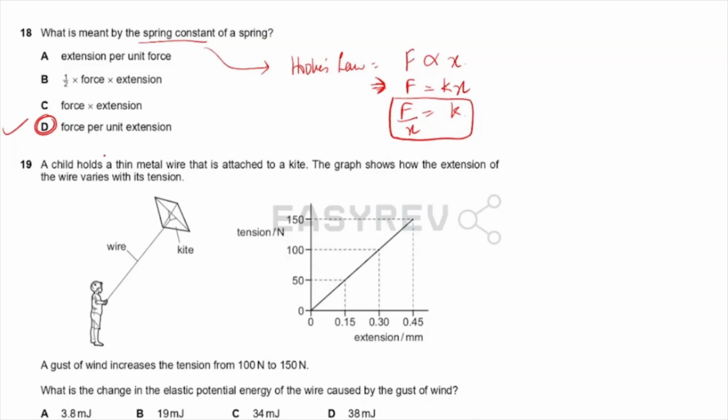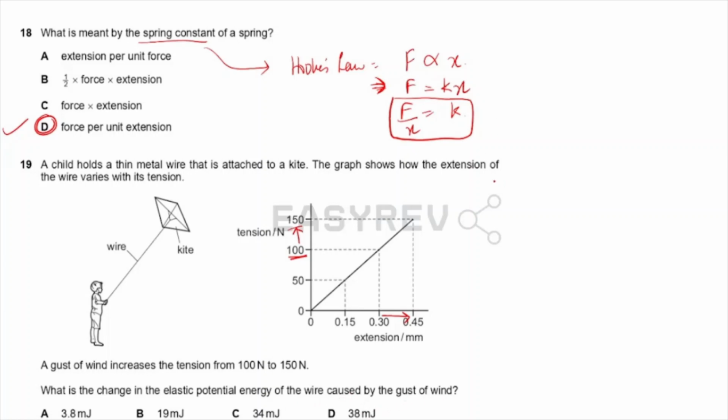Now on to question 19. A child holds a thin metal wire that is attached to a kite. The graph shows how the extension of the wire varies with its tension. A gust of wind increases the tension from 100 newtons to 150 newtons. So in accordance with the graph, that causes the extension to go from 0.3 to 0.45 millimeters. What is the change in the elastic potential energy of the wire caused by the gust of wind?